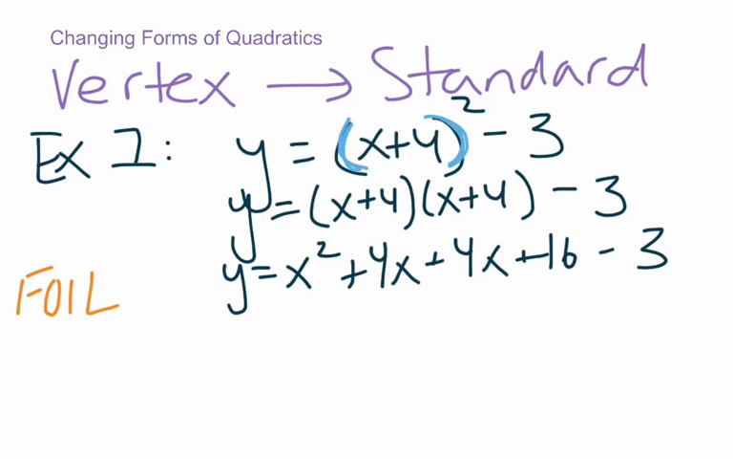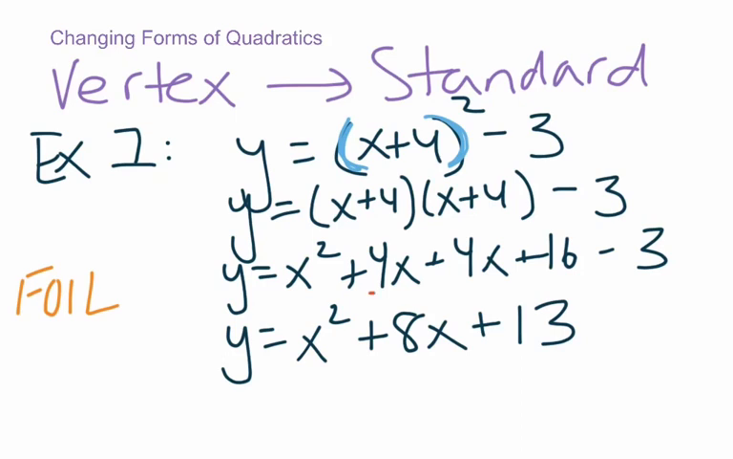Now let's combine our like terms. Remember that x squared is its own little lonely term here. Okay, it doesn't combine with anything. But I do have 4x plus 4x, which I can combine, and that will give me 8x. And then I have 16 plus negative 3, and that is 13. So make sure that you are combining your like terms. And that's the end of that. And now you have it in standard form, where you have 1x squared plus 8x plus 13.